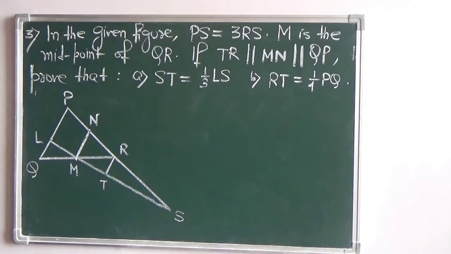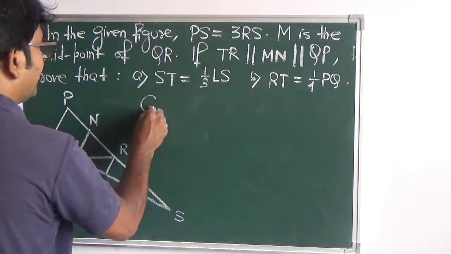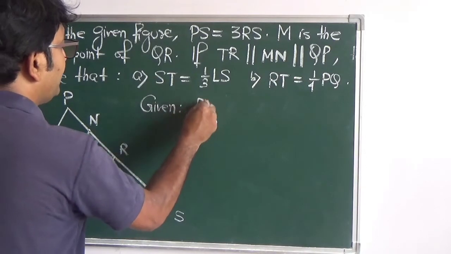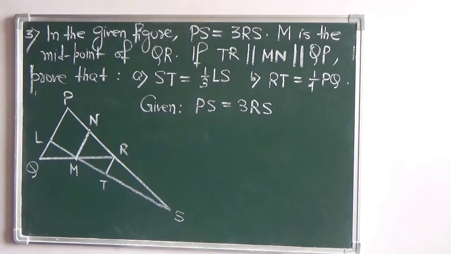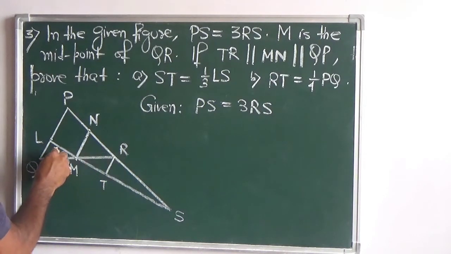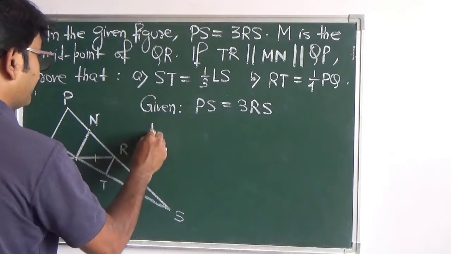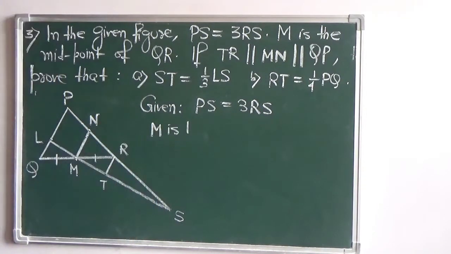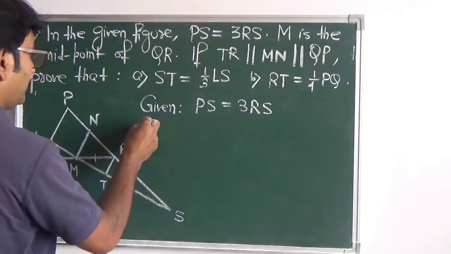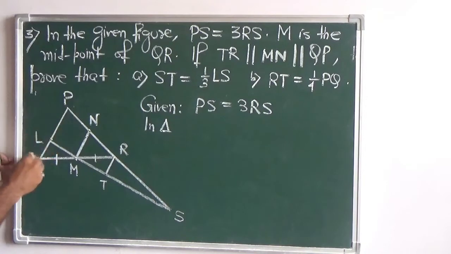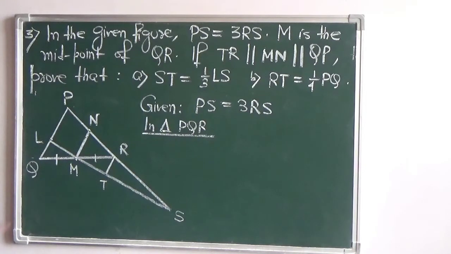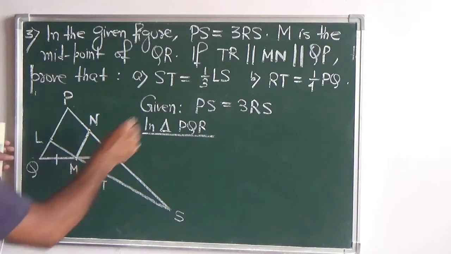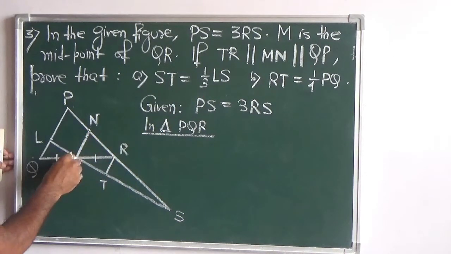According to the question, PS equals 3RS, the first part is given. So the given conditions, let me write them down here. PS is equal to 3RS. M is the midpoint of QR, given. So QM equals MR. Okay, let us look at this triangle first. In triangle PQR, we have M as the midpoint of QR and MN parallel to PQ. We have been given TR parallel to MN and parallel to QP.